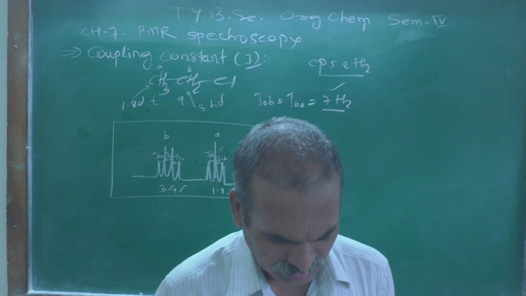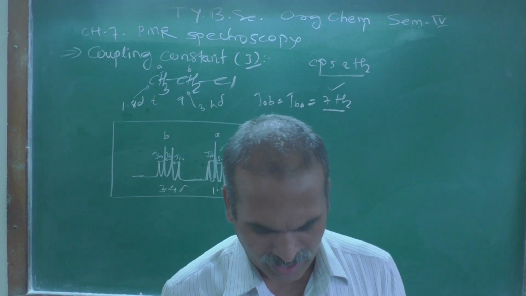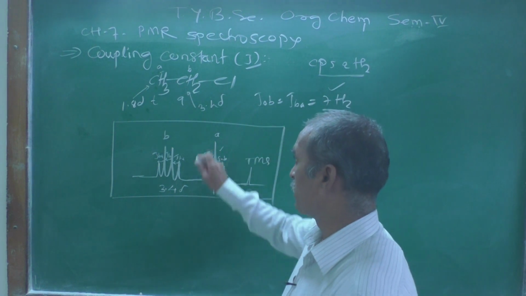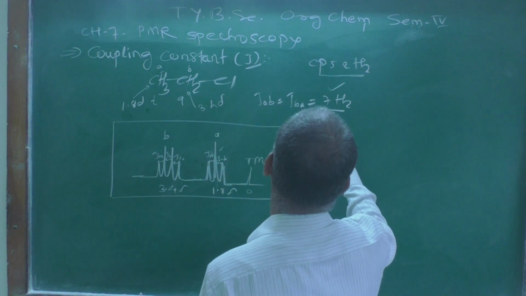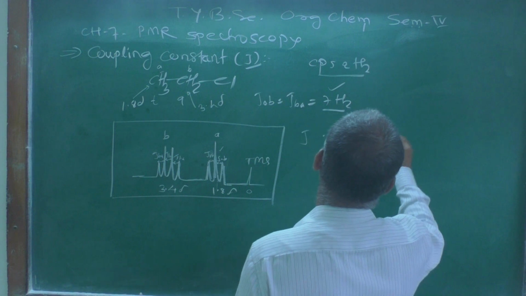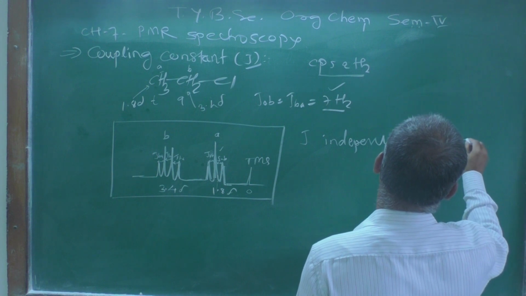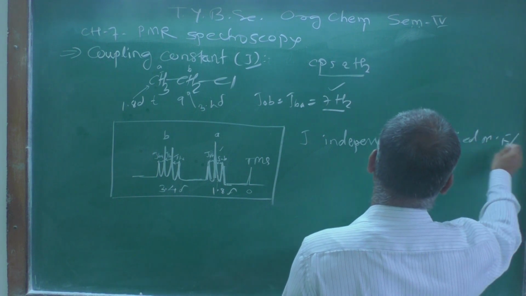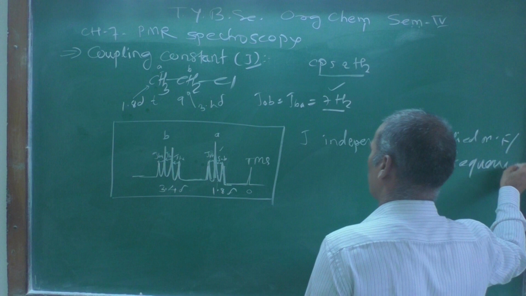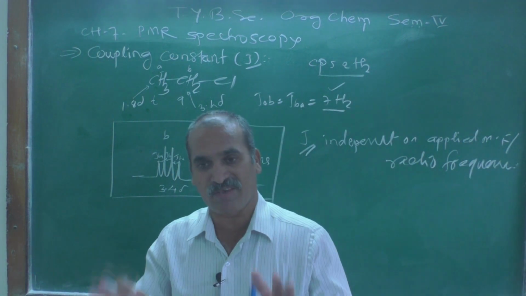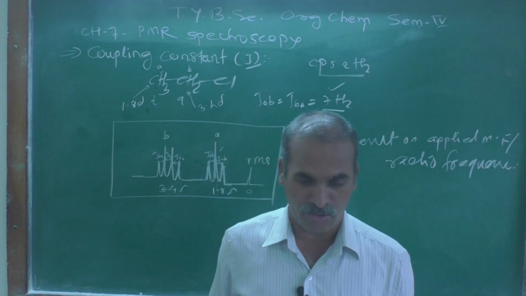Now, the value of coupling constant J is independent of applied magnetic field or radio frequency. Remember, J is very important. Coupling constant J is independent of the applied magnetic field or radio frequency which are used in the machine. So remember, the J value is independent of the applied magnetic field or the radio frequency.